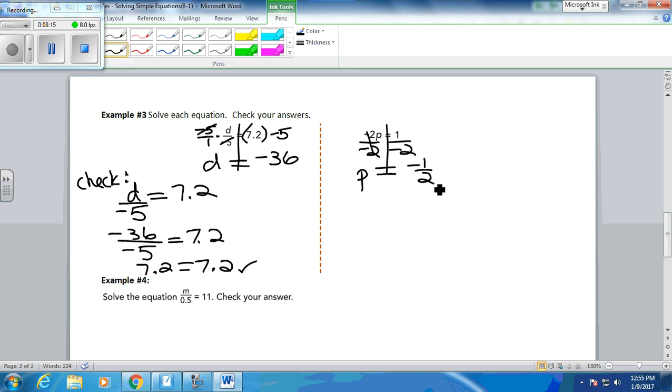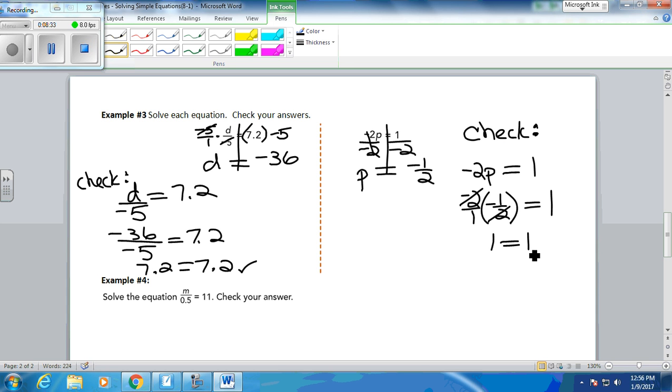You can also write your answer as a decimal. That's completely fine. And then our check again. You rewrite the original problem. You substitute the value you got in there. So negative 2 times negative 1/2. So that's 2 over 1. I can cross cancel. And I have a negative times a negative, which gives me positive 1. So woohoo, I know that it checks out. Go ahead, do number 4.